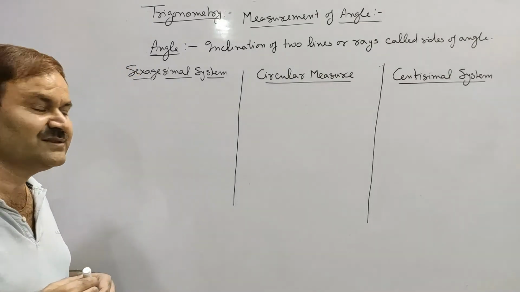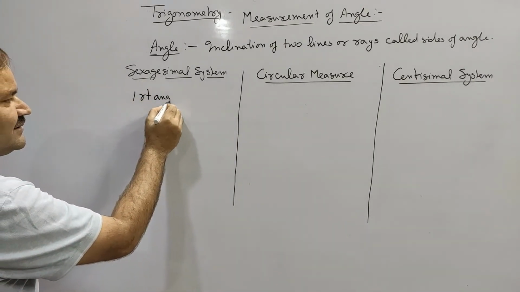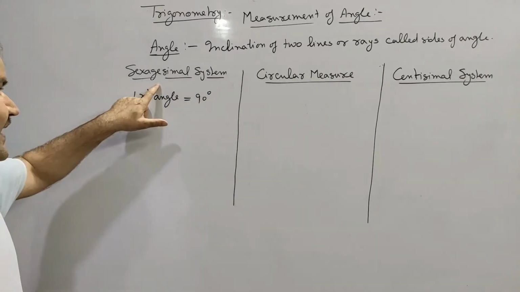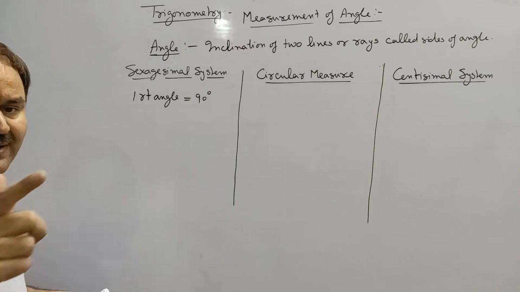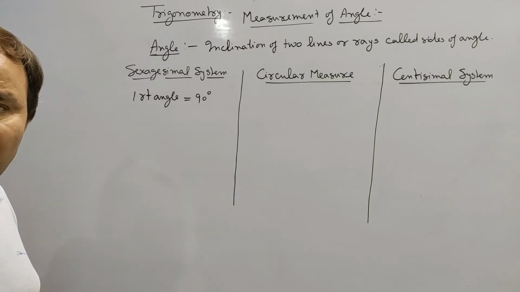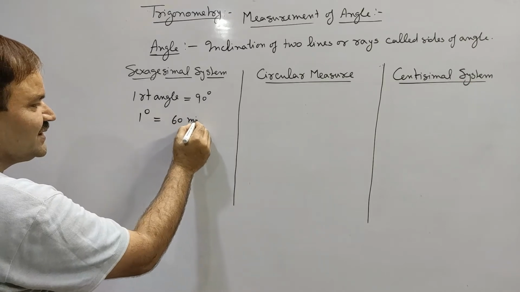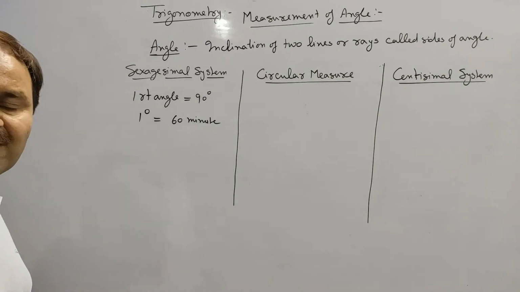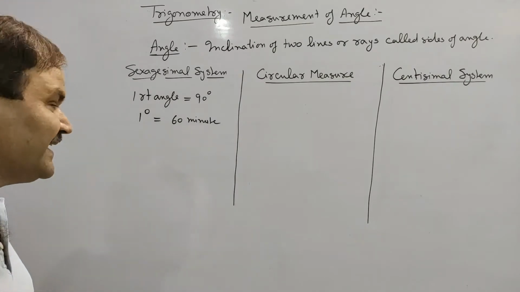taken as degree, and we know that one right angle is 90 degree. So in the sexagesimal system, one right angle will be 90 degree. 1 degree will be further divided into 60 equal parts, and each part will be termed a minute. So 1 degree will be equal to 60 minute, while 1 minute will again be divided into 60 equal parts, and each part will be called a second.